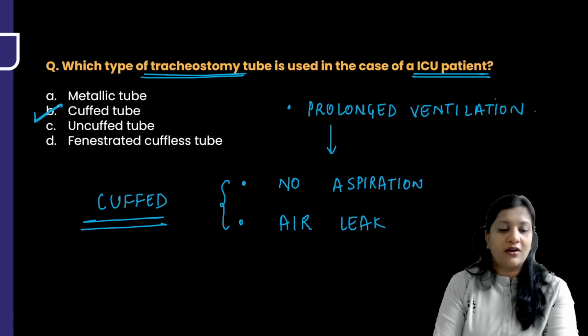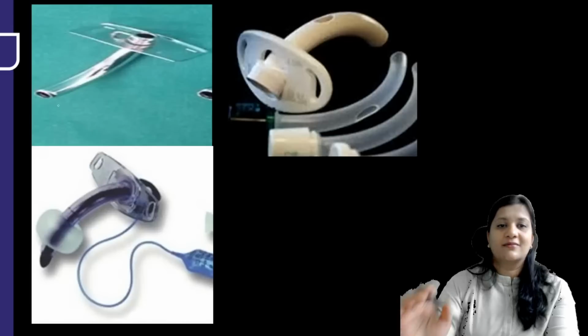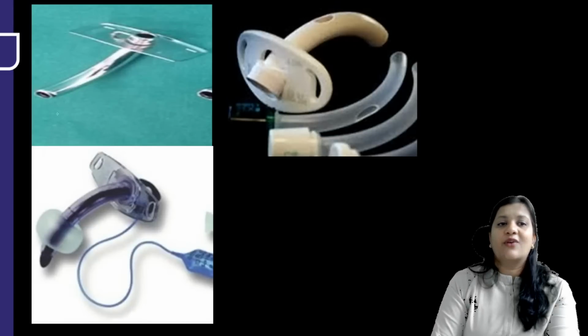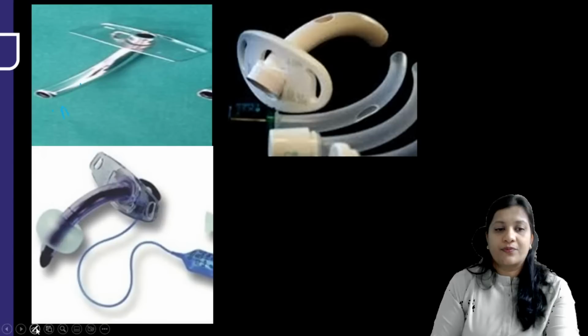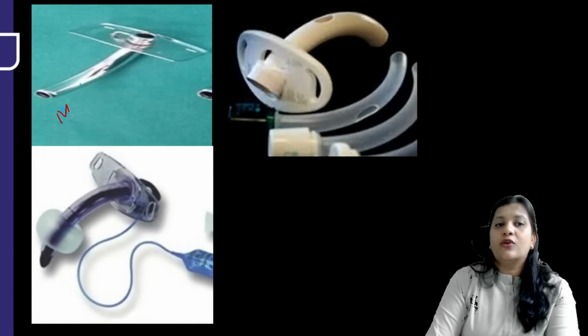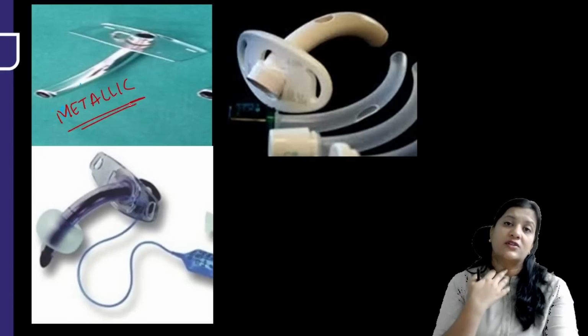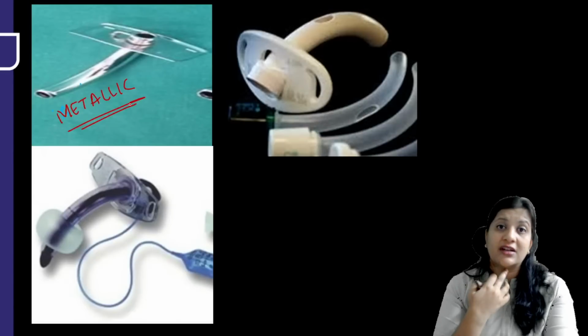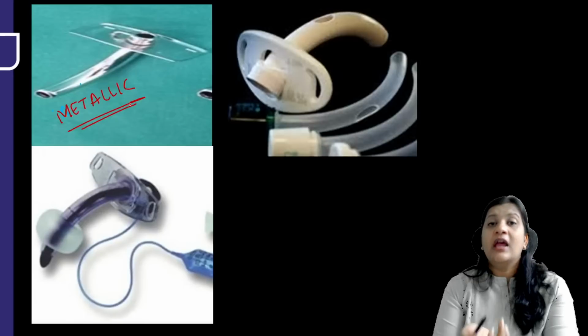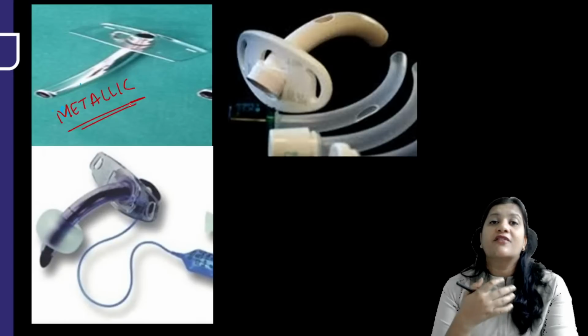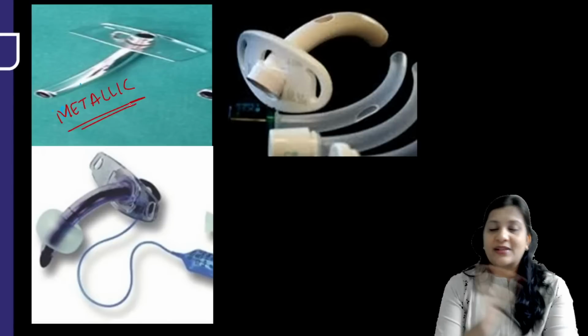Very good, Veer, you are right. So this is how the tubes look. The first tube is your metallic tube. This metallic tube is typically used in patients who require a permanent tracheostomy, like post laryngectomy. Now this patient can't afford to keep changing the tubes again and again. A metallic tube comes in 50 rupees. He can buy, wash, clean, sanitize, and reuse.